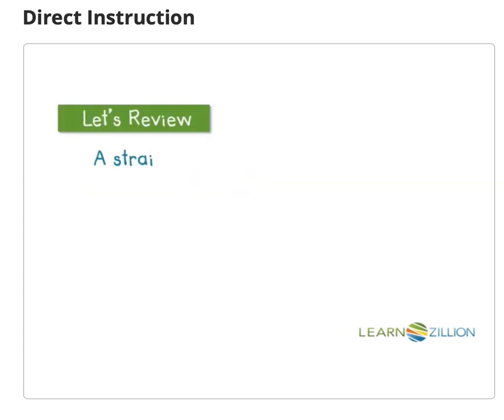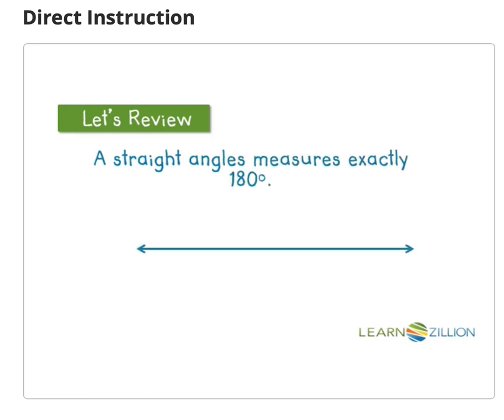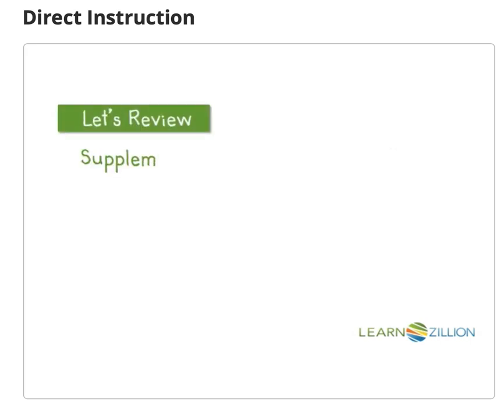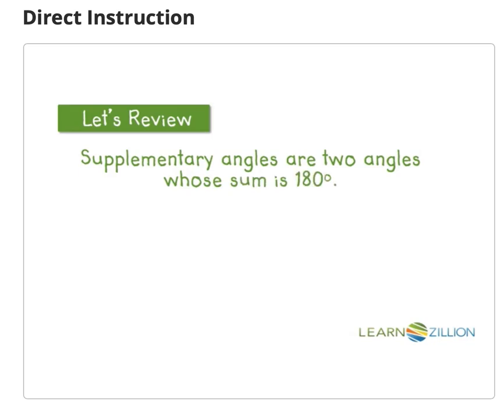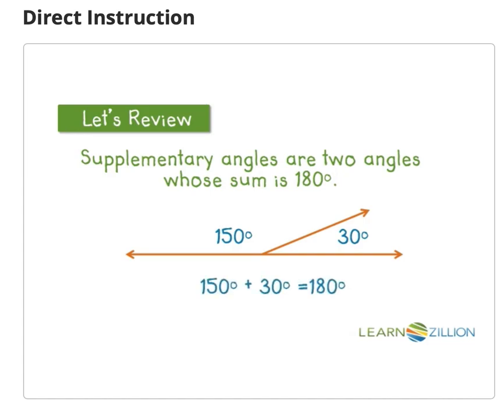Let's review. A straight angle measures exactly 180 degrees. Let's also review. Supplementary angles are two angles whose sum is 180 degrees. We know the angles measuring 150 degrees and 30 degrees are supplementary because 150 degrees plus 30 degrees is equal to 180 degrees.